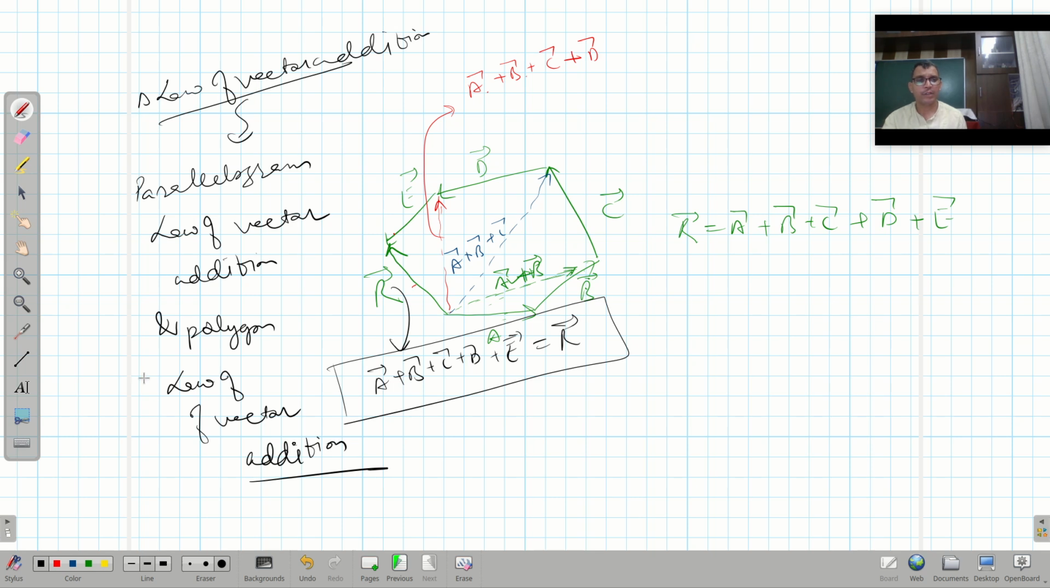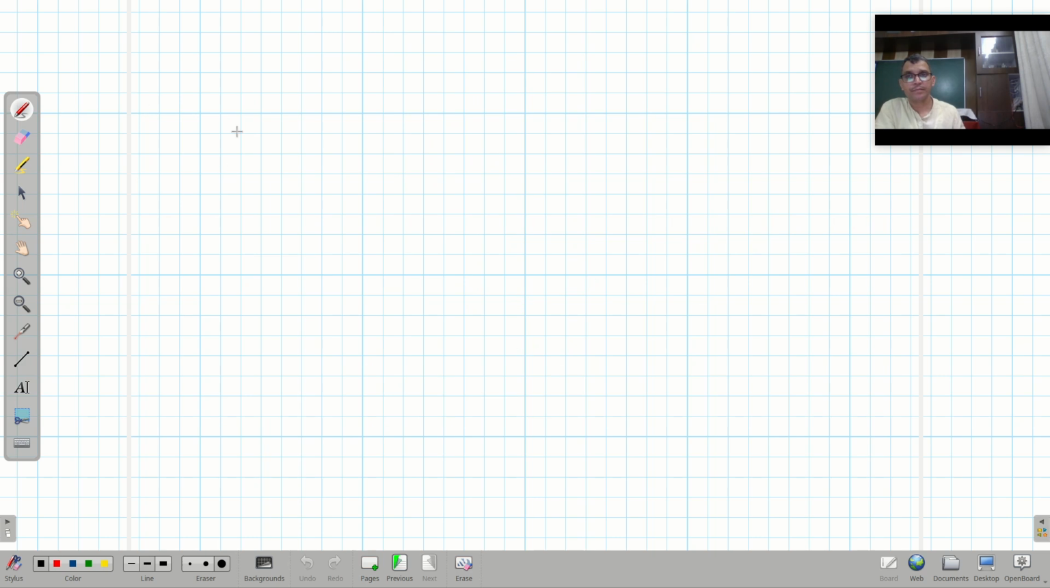Right. So now the next part which I am going to talk about today is the position of a vector in a coordinate system. So the first is the position vector, in two-dimensional and three-dimensional space. First of all, let me consider a two-dimensional space, the two-dimensional coordinate system.